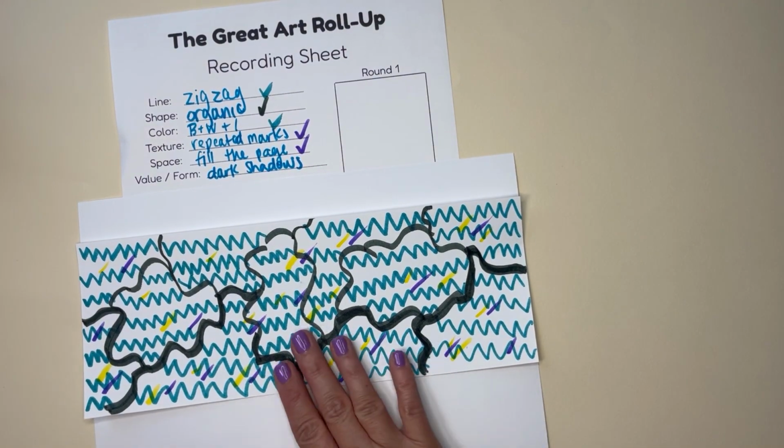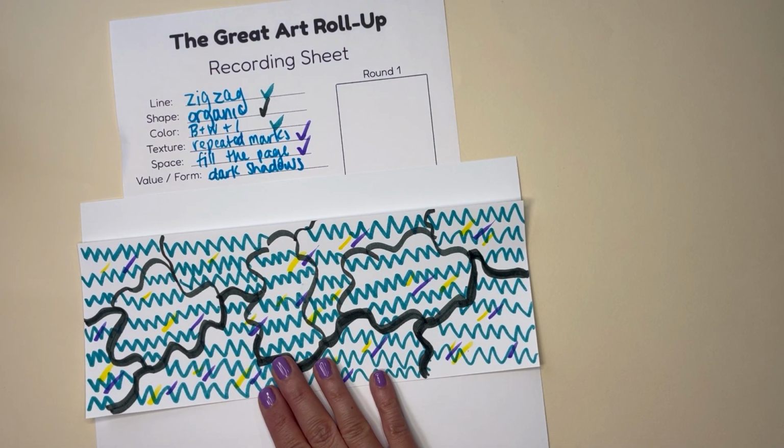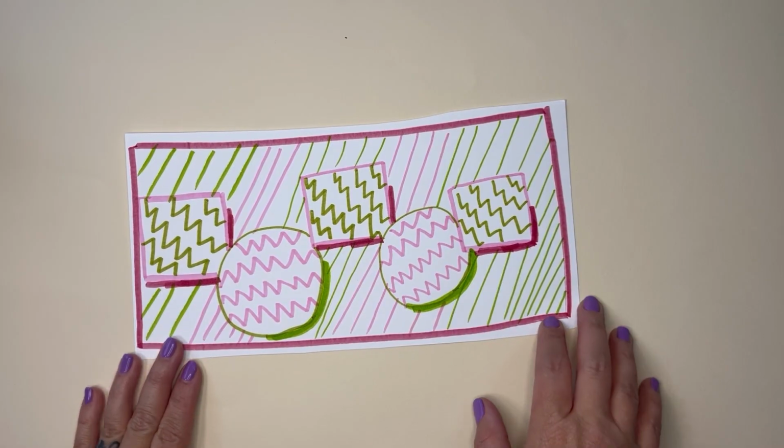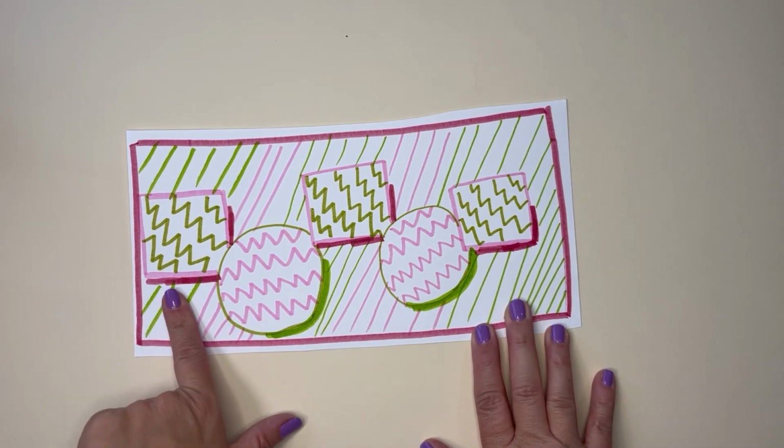And that's it. That's my completed artwork using my Great Art Roll-Up game. I've used all of the elements that we've learned about these past 7 weeks in one piece of art. Here's another one that I did when I rolled a second time. Can you tell what elements of art I got this time?